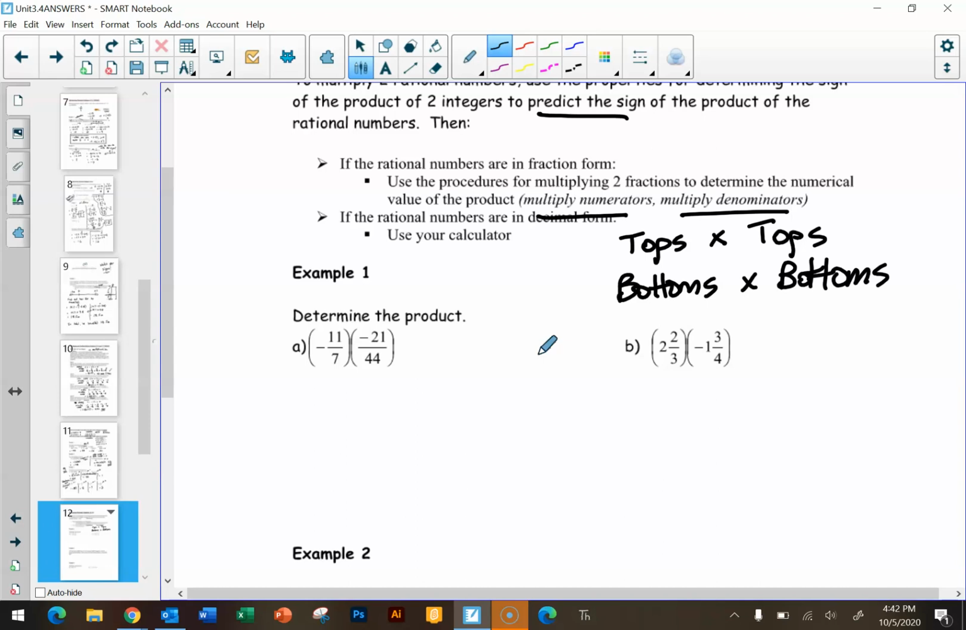So for number 1 here, it says determine the product. Well, we've got a negative here and a negative here, so two negative signs, it's going to be positive. And it looks like we've got some tough multiplication, because we've got 11 times negative 21, that'll be a big number, and we've got 7 times 44, that'll be a big number. Now we can do that, but when we're multiplying or dividing fractions, our goal is always going to be to reduce wherever possible. And we can reduce by canceling between tops and bottoms. You can only cancel top and bottom, and I'll show you how we'll do that down here.